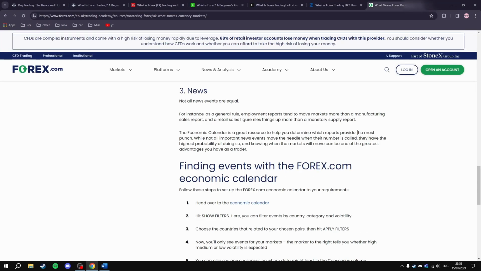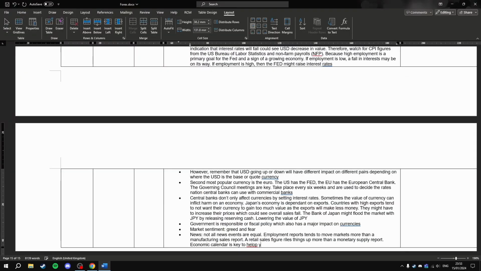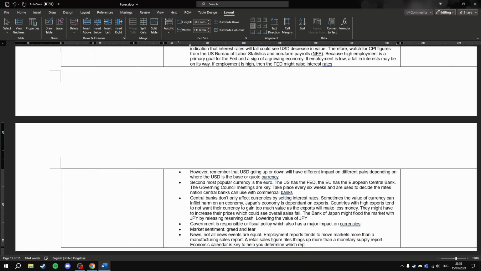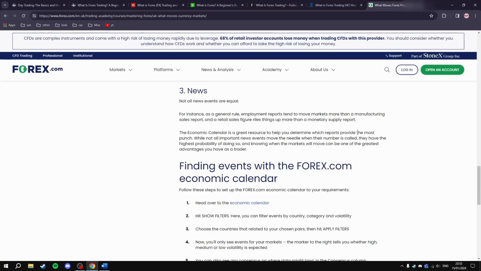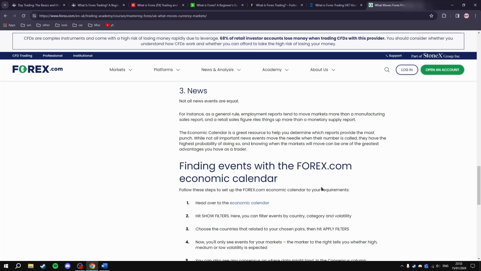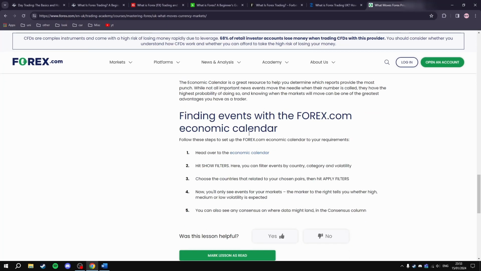It's key to help you determine which reports provide the most punch. While not all important news events move the needle when their number is called, they have the highest probability of doing so, and knowing when the markets will move can be one of the greatest advantages you have as a trader. Finding events with the Forex.com economic calendar.